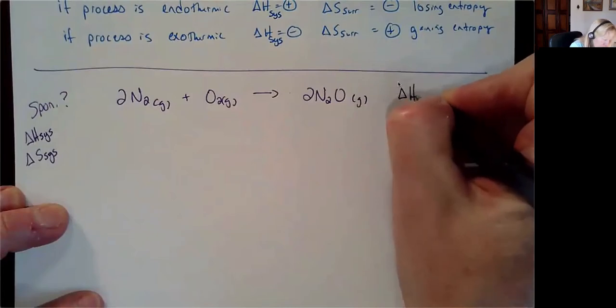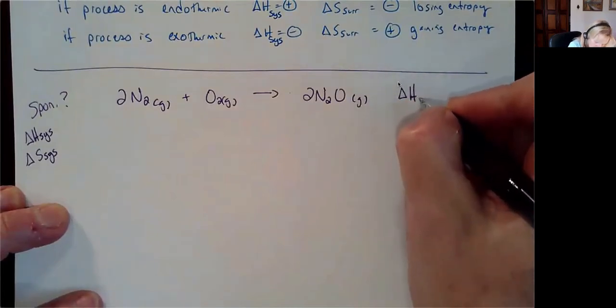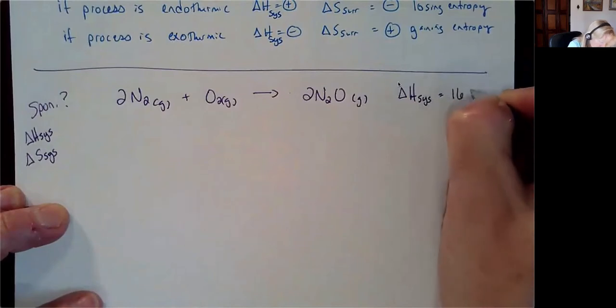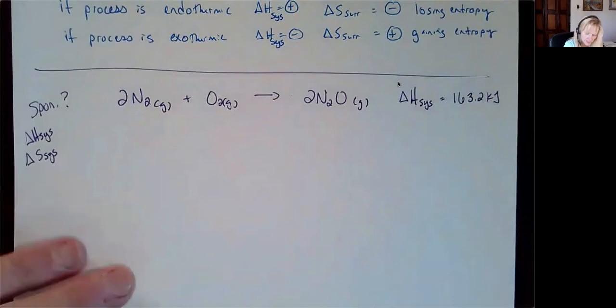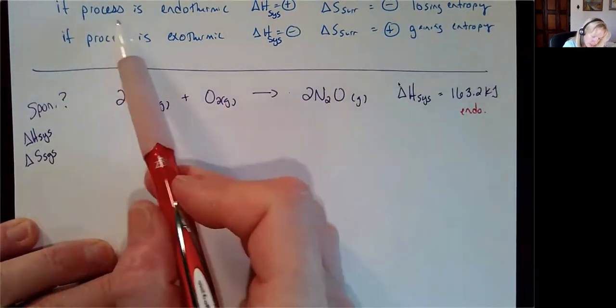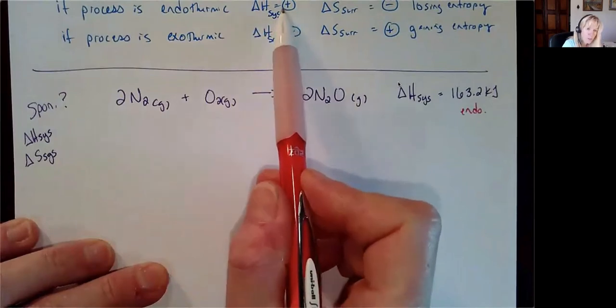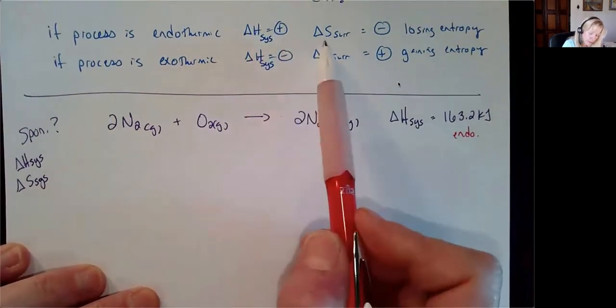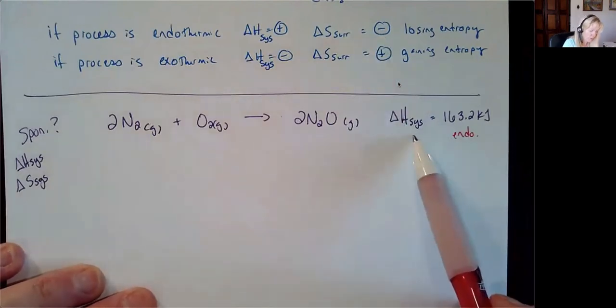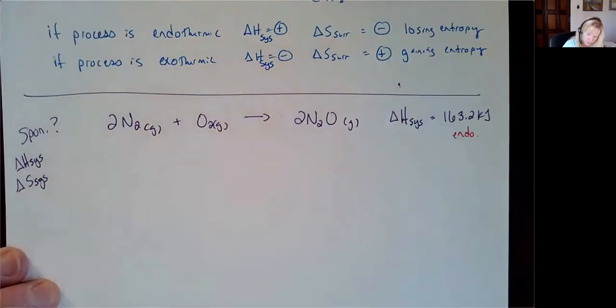What I give you for this is that I give you the delta H of the system is, if I were to calculate this, 163.2 kilojoules. So this is an endothermic reaction. So it is endothermic, meaning that it's absorbing heat from the surroundings. So my delta S of my surroundings is going to be negative. So this is going to be unfavored from an enthalpy standpoint. So I can go ahead and calculate that.